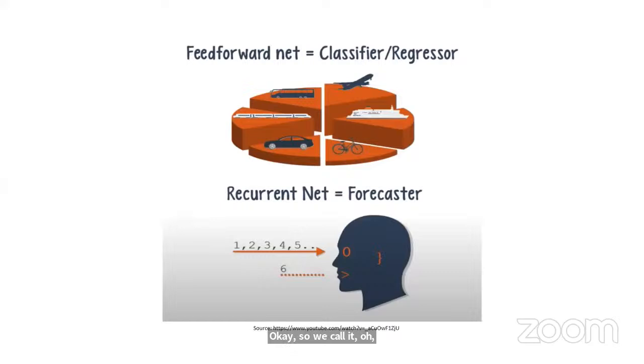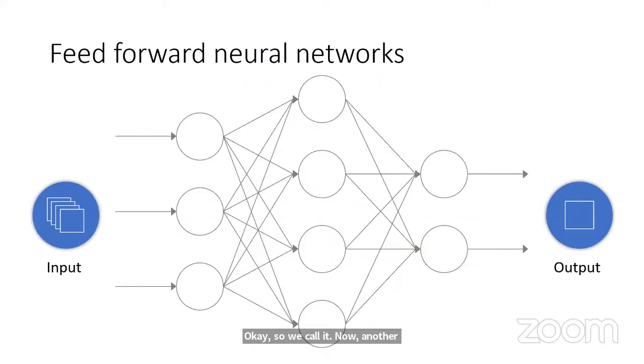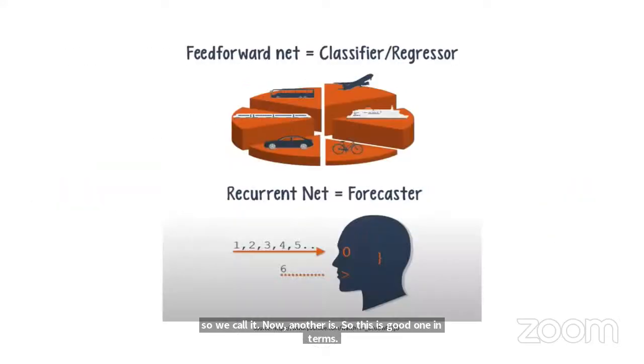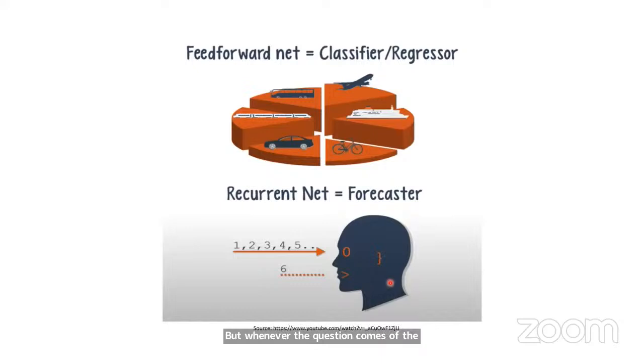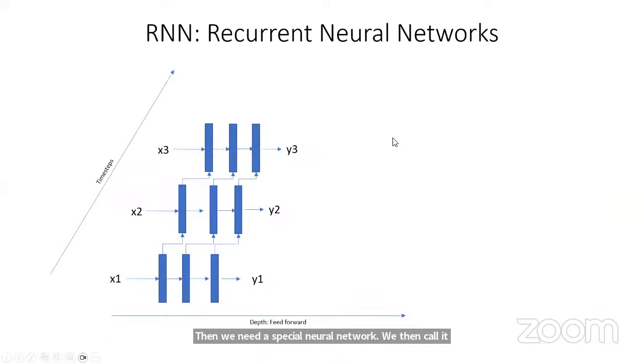Another is good for image classification problems. But whenever the question comes of the time component, this neural network is not that great, and then we need a special neural network. We call it a recurrent neural network. So what exactly is a recurrent neural network?